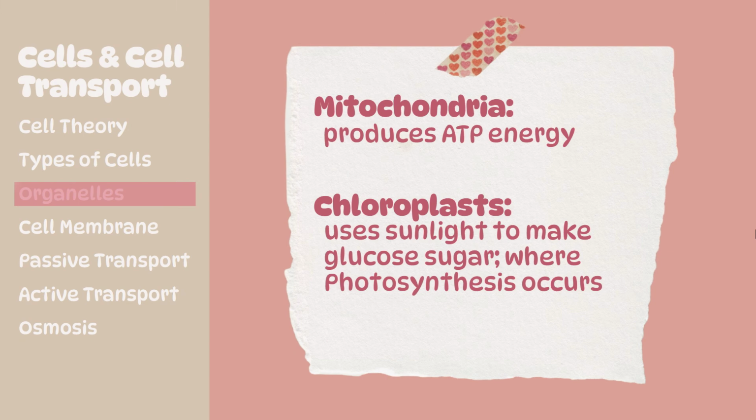Chloroplasts are also fancy and special, complex organelles. Chloroplasts are where photosynthesis happens, so they're going to absorb sunlight and use that to make a food called glucose. Plants have chloroplasts. Animals do not. So that is another thing you need to know that's going to differentiate plant and animal cells. So plant cells will have chloroplasts. Animal cells do not.